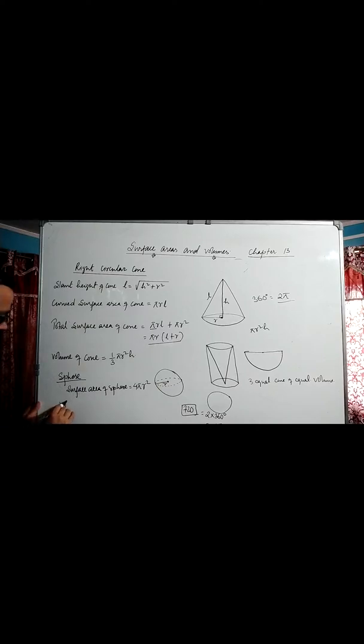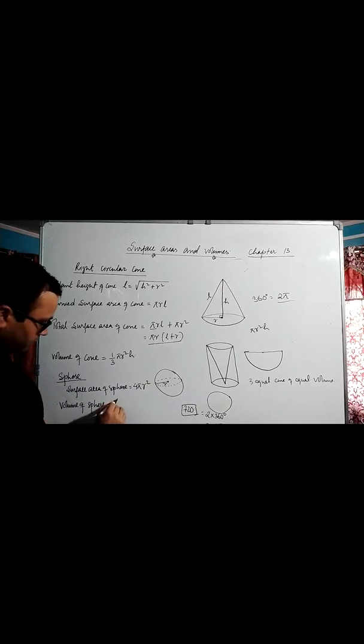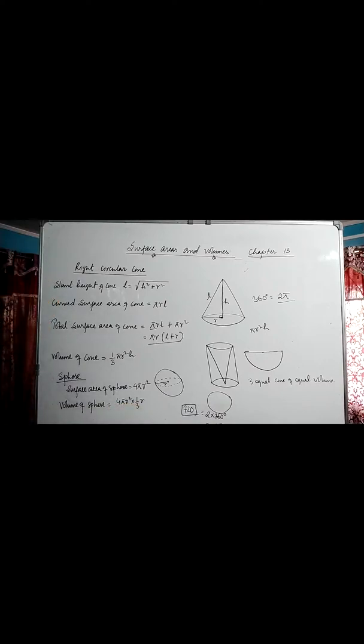Now the volume of a sphere equals the surface area of the sphere into 1/3 of the radius. So this equals 4 by 3 pi r cube, which is the volume of the sphere.